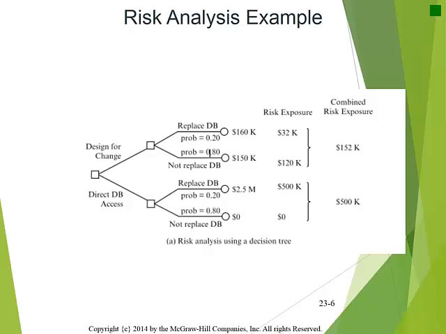10 steps to create a decision tree for each risk are identifying mitigation options. For each option, identify possible outcomes. For each outcome, identify the loss probability, which is the estimated percent likelihood that the risk will occur. For each outcome, identify the loss magnitude, the estimated damage in dollars if the risk occurs.